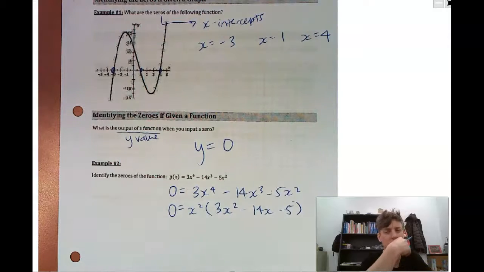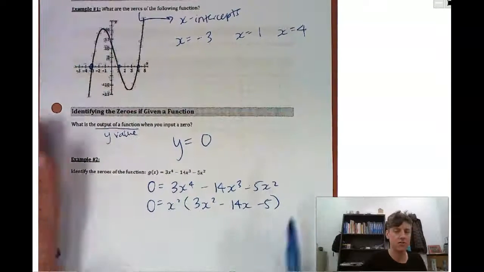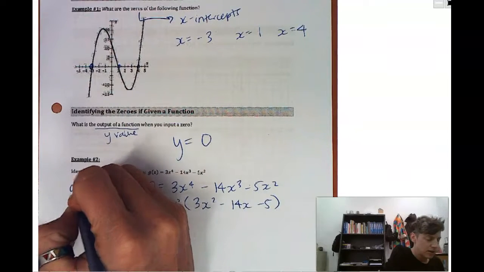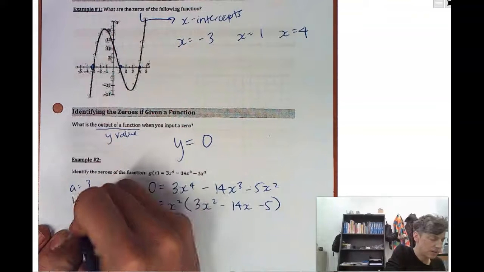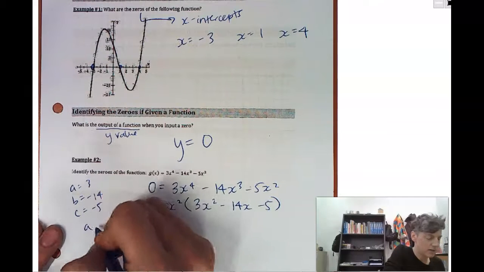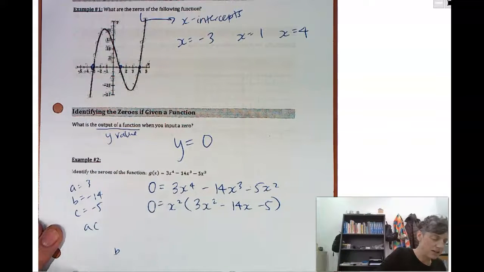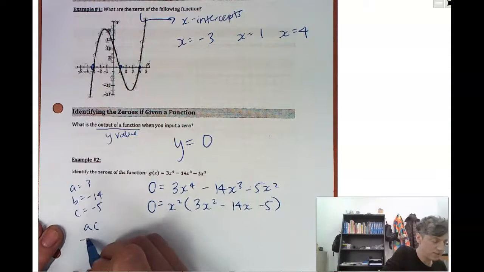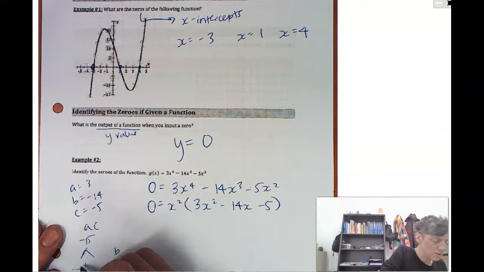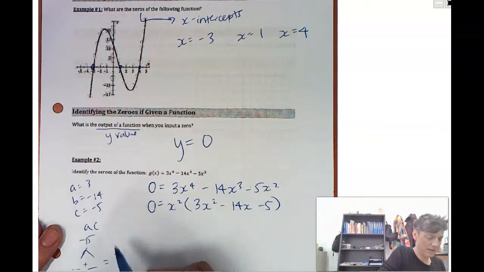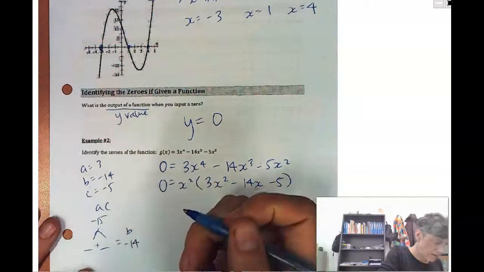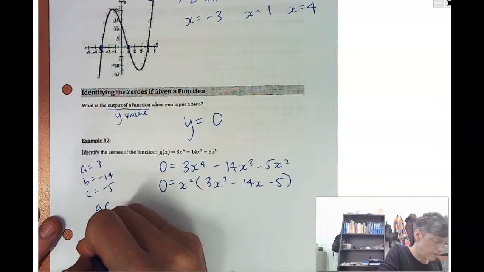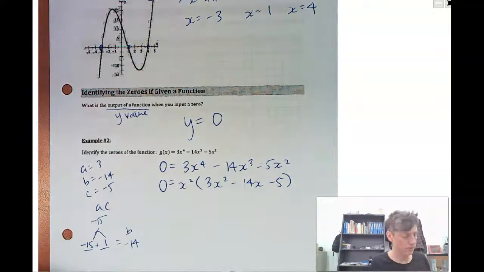trinomial, which I know how to factor with my ACB tree. So let's try to factor this sucker with our ACB tree. A is 3, B is -14, C is -5. So A times C equaling B. A times C is 3 times -5 is -15. So I need two numbers that multiply to be -15 and add to be -14. I could do -15 and +1. That would work.